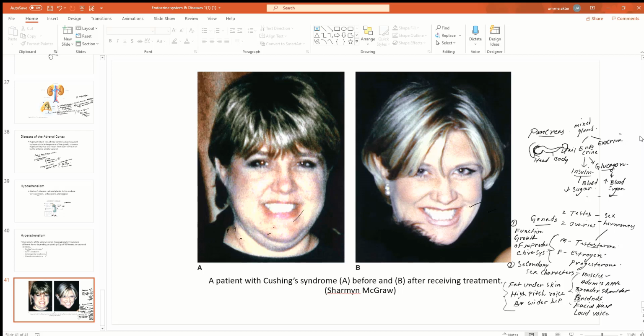So growth and functions of the reproductive system. Number 2, secondary sex characteristics. Number 3, sexual behavior, behavior and desire. Those are controlled by the sex hormones, and sex hormones come from the gonads, testes in male, ovaries in female. Okay, so just know those things from the endocrine glands, endocrine system, and you are good to go. Thank you.